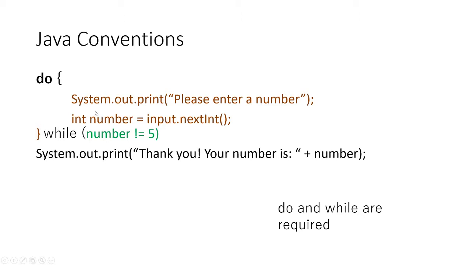So here we could say, output this message, please enter a number. We'd read in the number. We'd want to do that while the number is not equal 5. So the first time through, we would execute that loop body. We would test the condition, and then if the condition were true, we would jump back to the do and execute the loop body again. When we fall out of the while loop, we'll continue on executing code after the while statement.